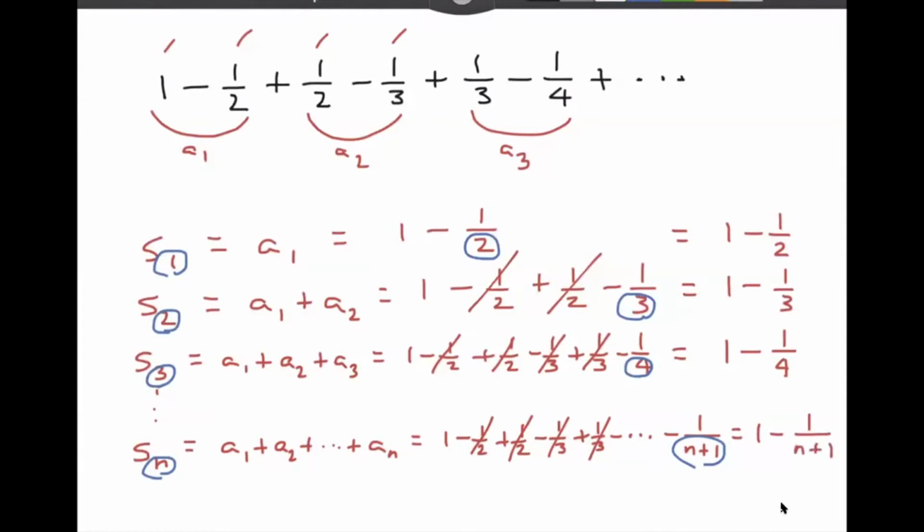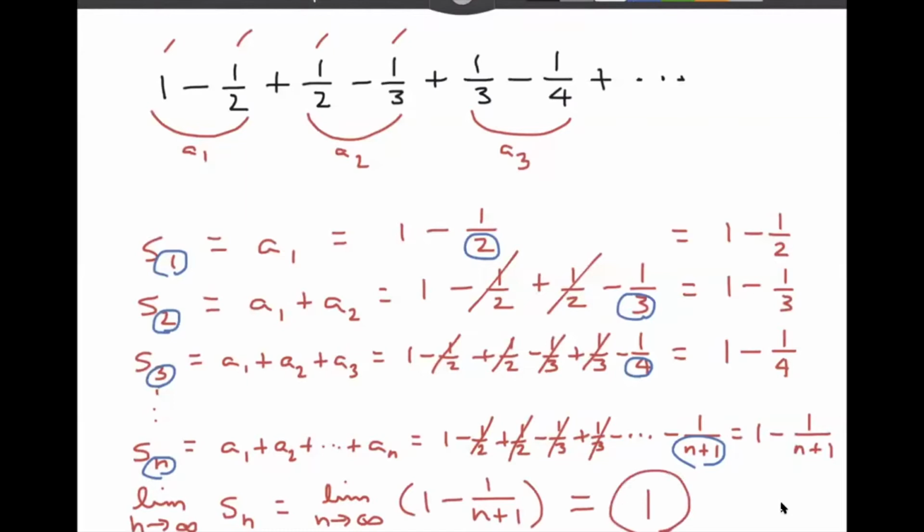So remember, by the definition of an infinite series, if that series converges, then it converges to the limit of this sequence. And now we have an expression for that sequence. It's 1 minus 1 over n plus 1. As n increases without bound, that expression gets closer and closer to 1. So this series converges to 1.